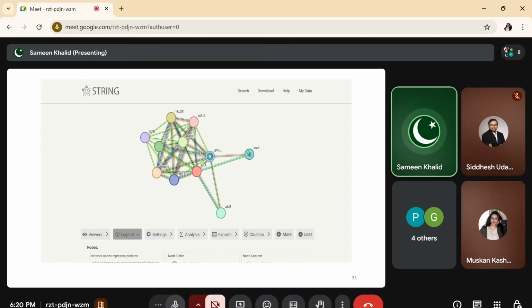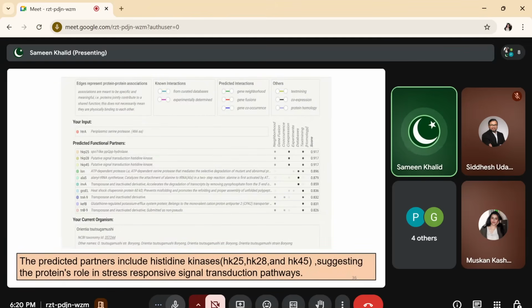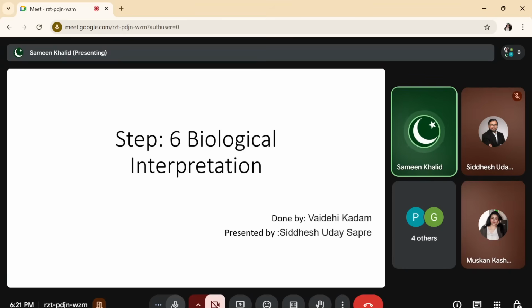STRING was also done to identify the interaction of the TSA47 protein with other proteins, which predicted that the partners of TSA47 are histidine kinases. This interaction supports the very first slide of the functional annotation, which said that the function of TSA47 is in stress responsive signal transduction pathways. That's it. Now Sidesh will continue, ma'am. Thank you.